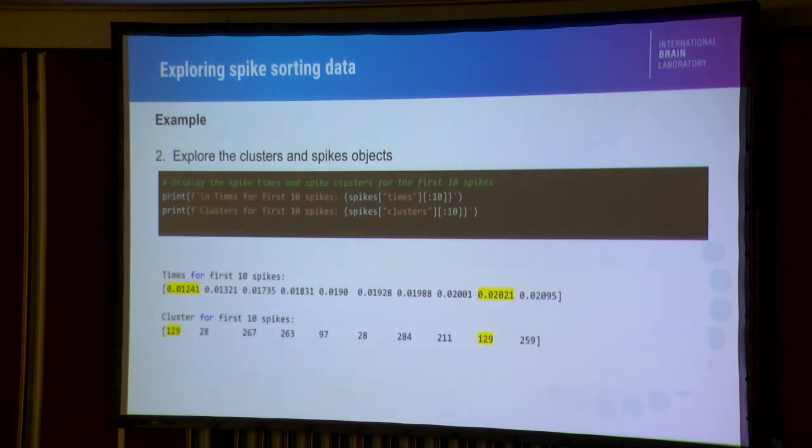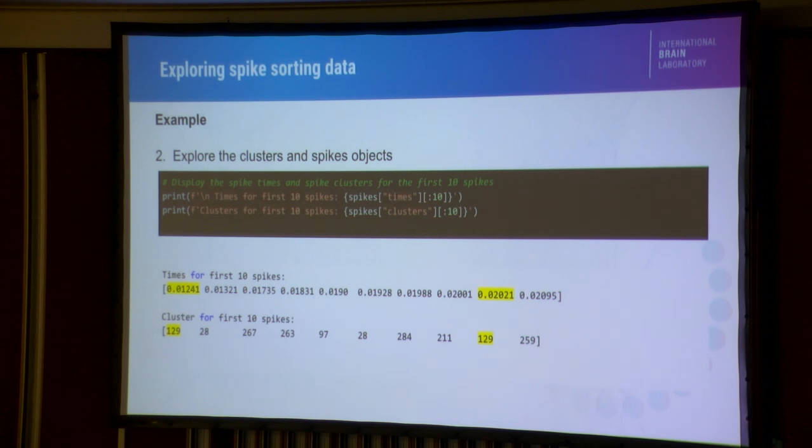So first, to give you a feel, we just print here the times and the clusters for the first 10 spikes in the recording. You can see that the times are basically linearly increasing, and the clusters is really the index of the cluster to which a very specific spike belongs. If you can see here in yellow, these two spikes belong to the same cluster, number 129.